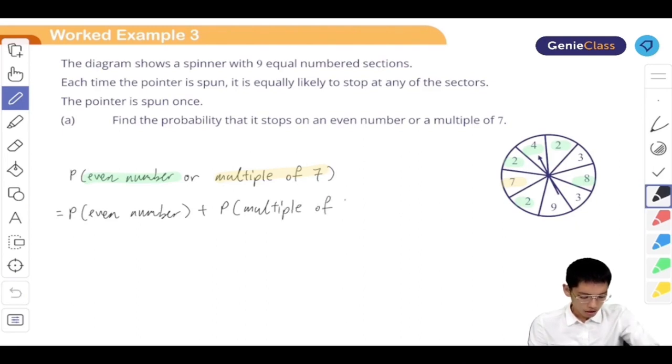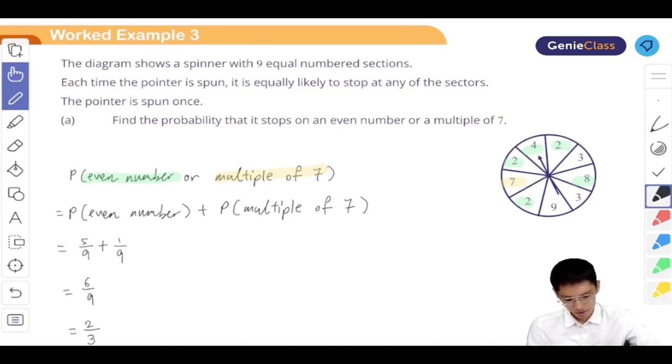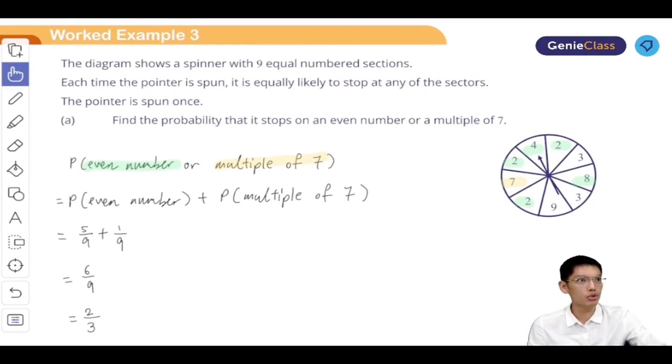So therefore, I can find the probability out of 9. If I look at the color coding, how many even numbers are there? 5 of them, right? So my probability is 5 over 9 plus 1 over 9 because there's only one multiple of 7. So this brings us to 6 over 9. And remember to simplify further. This gives me 2 over 3. Let me scroll it up for you all to see. So this should be my final working, 2 over 3. That's how I write it out.